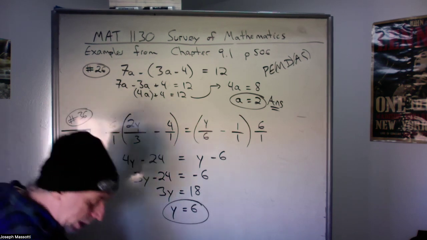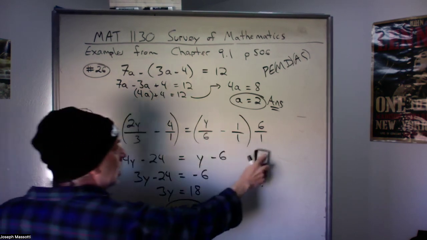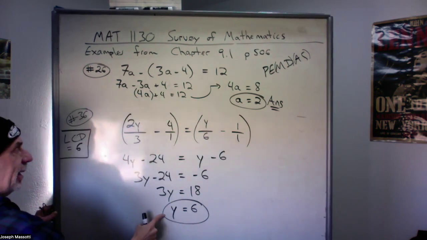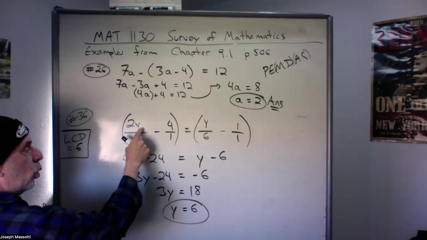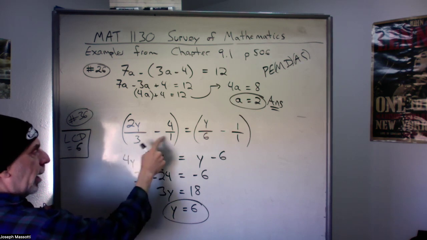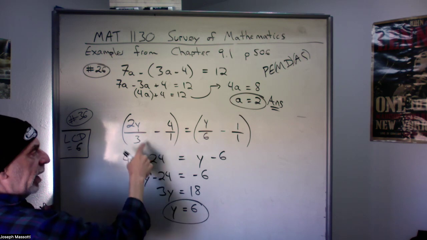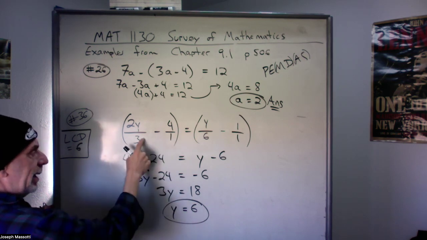Again, we can check this by going back to the original equation and putting that 6 in. 2 times 6 is 12. 12 over 3 is 4. 4 minus 4 is 0. So this side of the equation equals 0 when we put 6 into it.